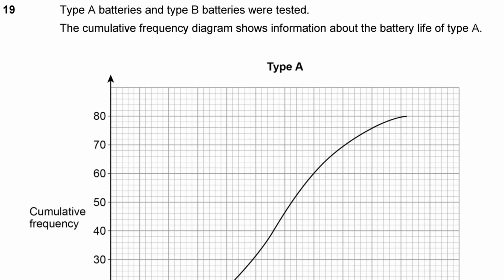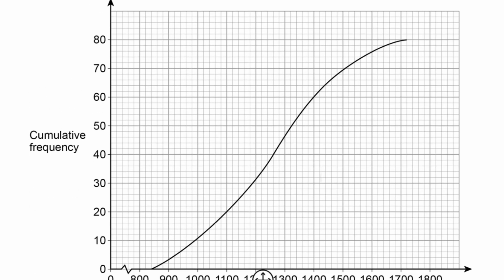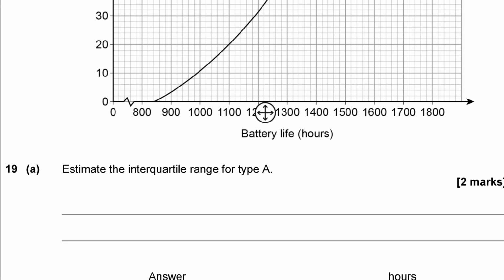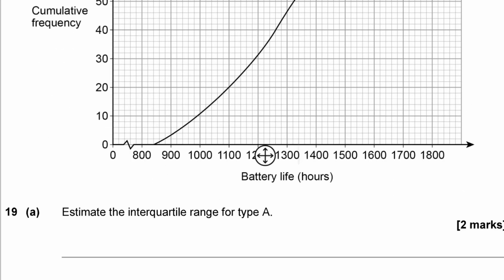Question 19. Type A batteries and Type B batteries were tested. The cumulative frequency diagram shows the information about the battery life of Type A. And we can see it's got one of those distinctive S-shaped cumulative frequency curves. Estimate the interquartile range for Type A.